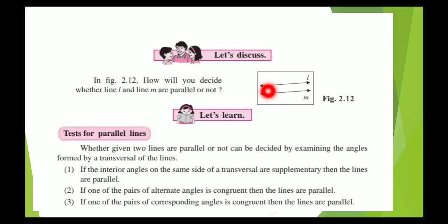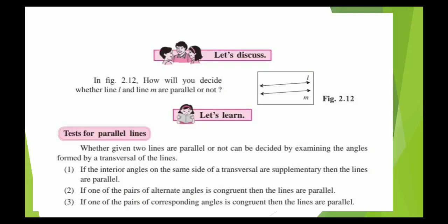So I have two lines here, line L and M. Using the test for parallel lines, we can say whether the given line is a parallel line or not. So we have three tests here. The first one: if the interior angles on the same side of a transversal are supplementary, then the lines are parallel. Okay, if the interior angles on the same side are supplementary, then it is parallel.